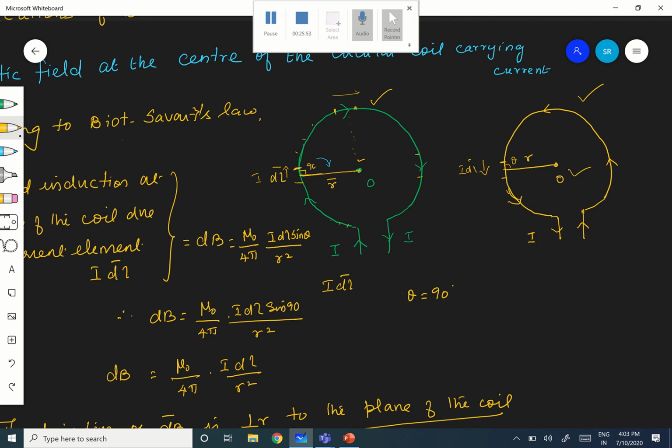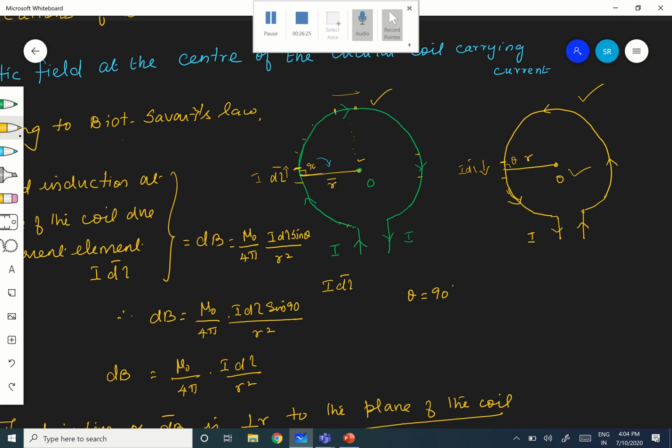Such that the curvature of the fingers is in the clockwise direction. Then in which direction is the thumb showing? Inwards, perpendicular to the plane of the coil. Why? Because the curvature is clockwise, and the thumb is perpendicular to the grip of the fingers, so it shows the direction perpendicular to the plane of the coil and inwards.